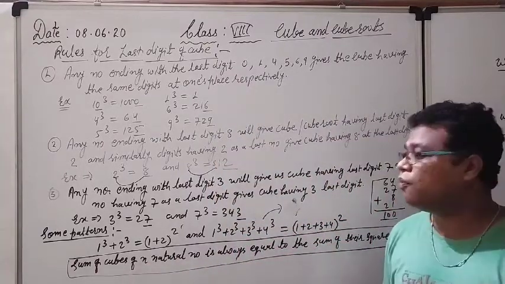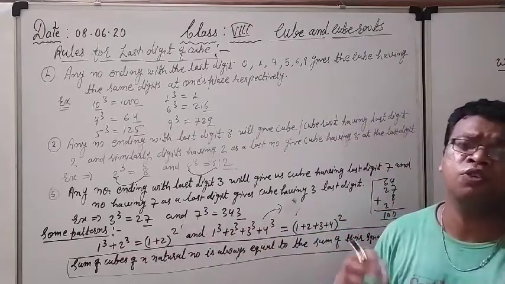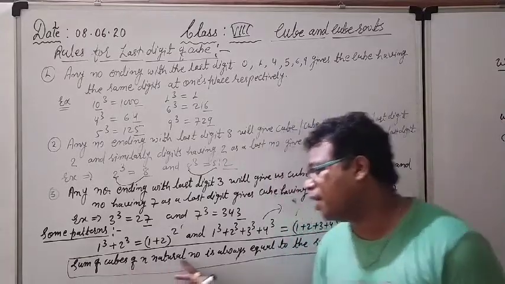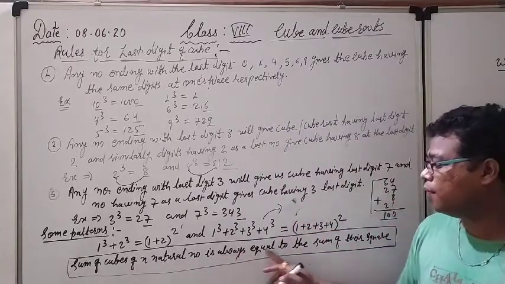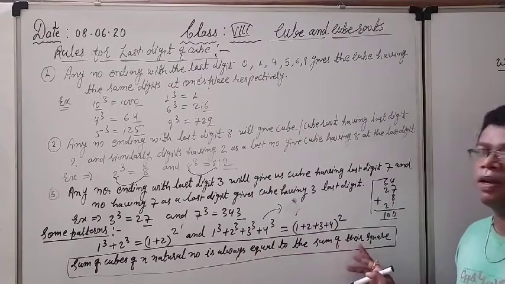Sum of the cubes of n natural numbers. Either it is 1 cube, 2 cube, 3 cube, 4 cube, 5 cube, 6 cube, 7 cube, till however far you want to take. So the sum of the cubes of n natural numbers is always equal to the sum of their square.